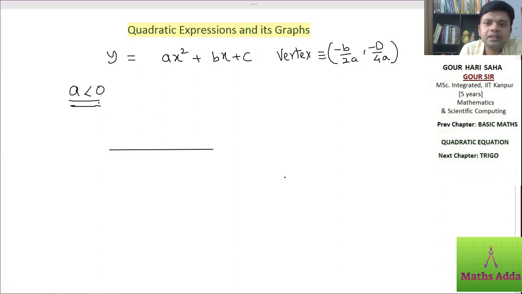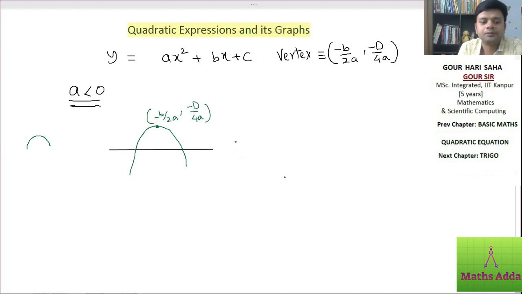Now when A is less than 0, the graph will be open downward like this, right. And then it can be like this situation, it can be like this one, right. This is the vertex, that is minus b by 2a comma minus d by 4a, right.